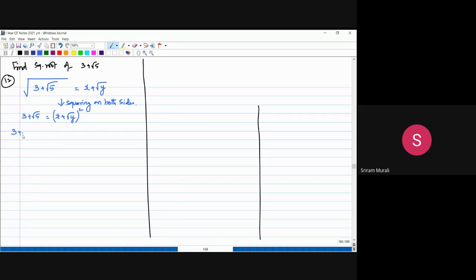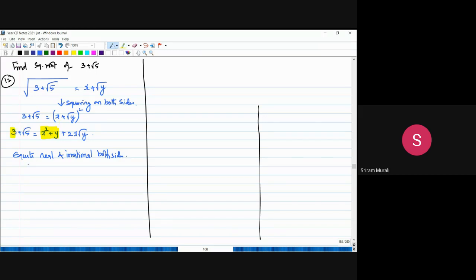So 3 plus root 5 is equal to a square plus b square plus 2ab, because root y square will be y. Now I equate real to real and irrational to irrational, on both sides. What is real? This is real. Real should be equated to real.